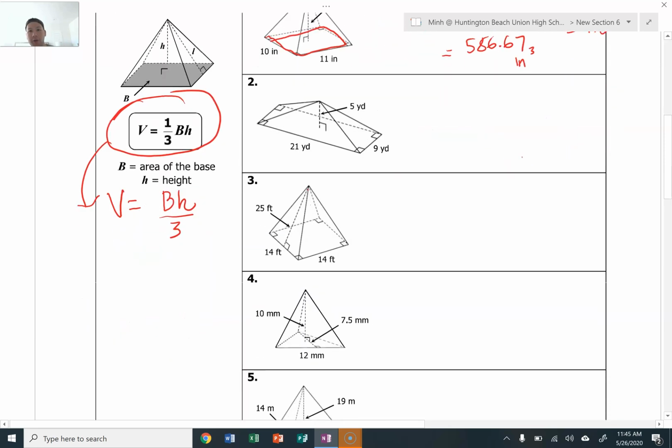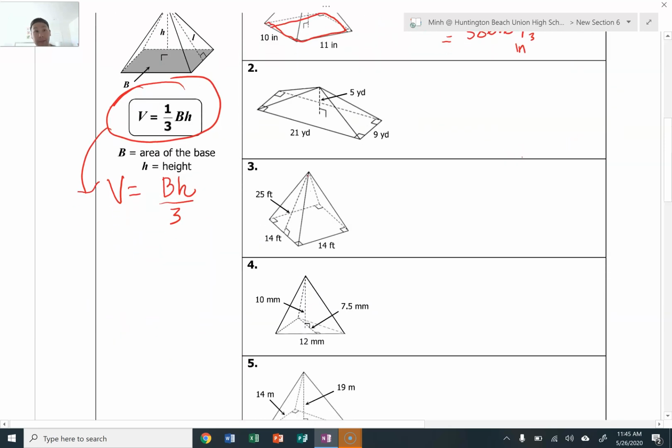Now, they're going to troll you, and you're going to be using the same formula. They're going to troll you sometimes because they don't give you the straight height. They'll give you something like the slant height. Let's look at number 3. We need to do the same thing and find the area of the base. If you look at the base, that is a square. So that's going to be length times width, 14 times 14, which is equal to 196.